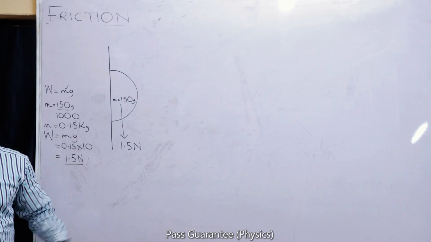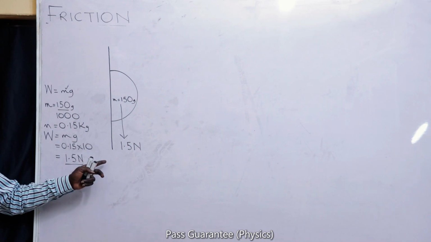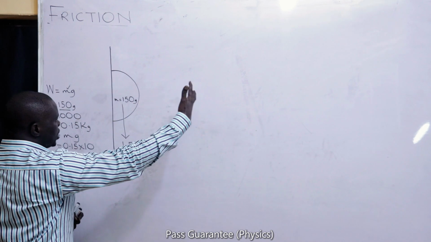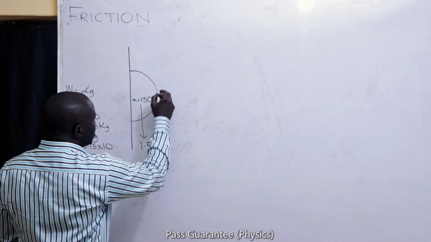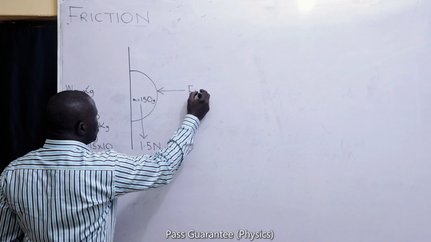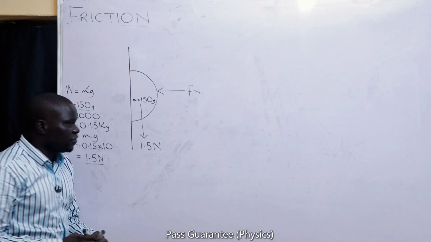I was told that the block, which is of mass 150 grams, is pushed against a vertical wall with a horizontal force of F Newton. This block is pushed against the wall with a horizontal force of F Newton. That force was not given. It's pushed with a horizontal force of F Newton.